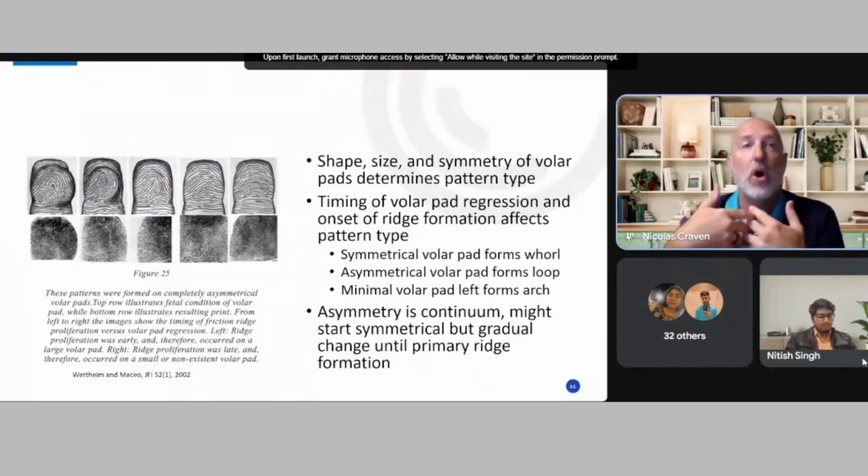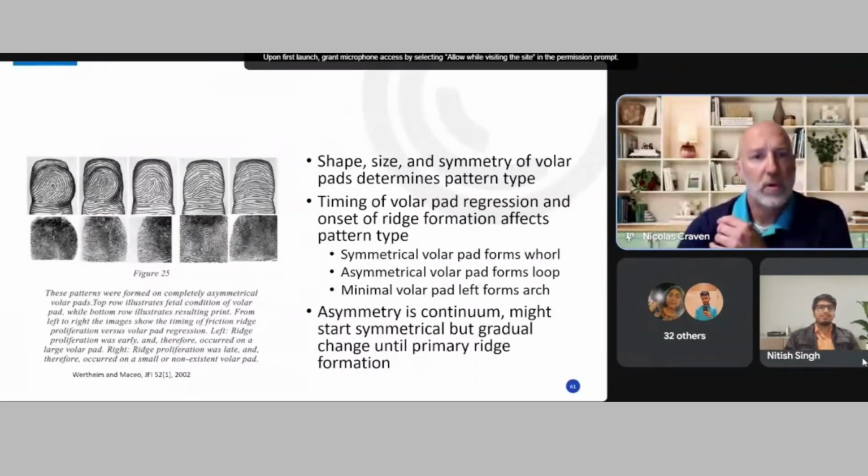So that's why you're going to see a whole host of sizes and leanings and all that kind of stuff between all the whirls, loops, and arches, and that creates the really cool variable fingerprint patterns that you're going to see across the human population.